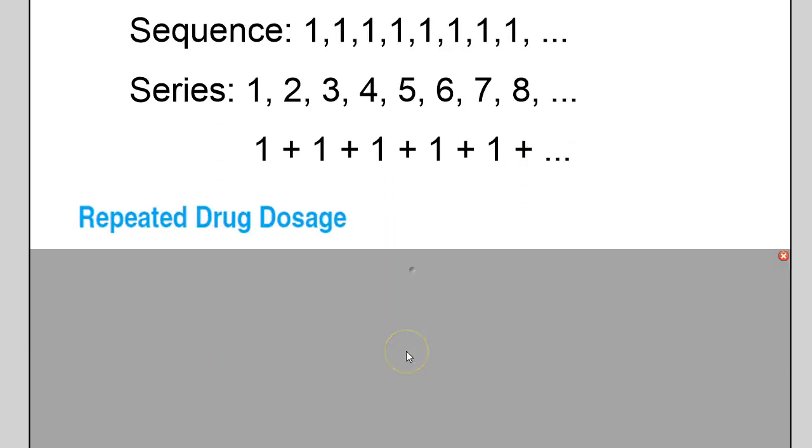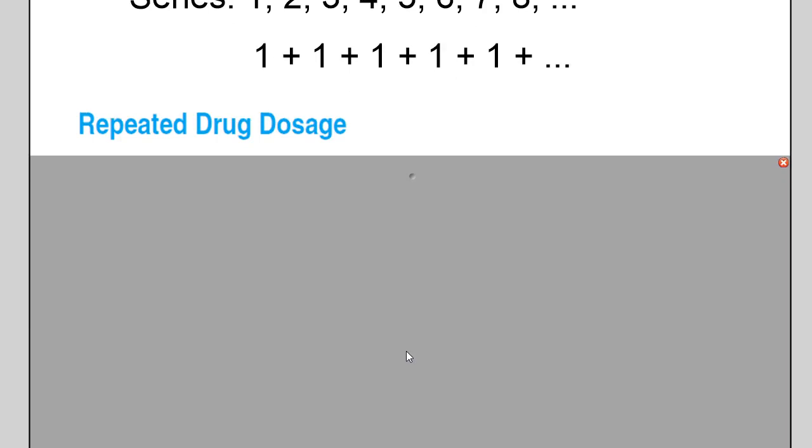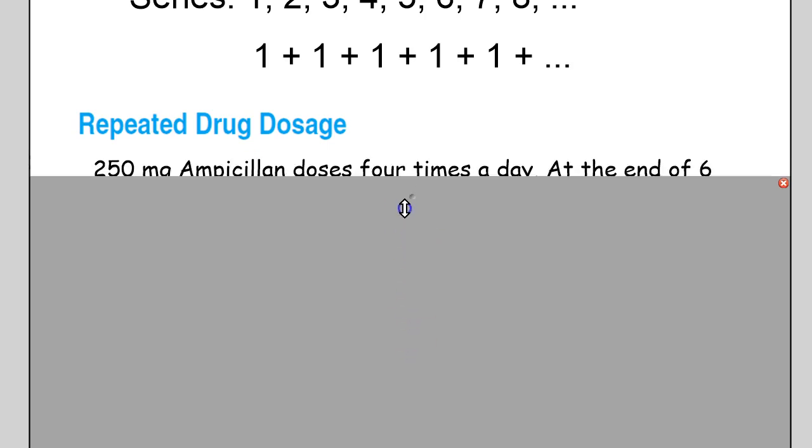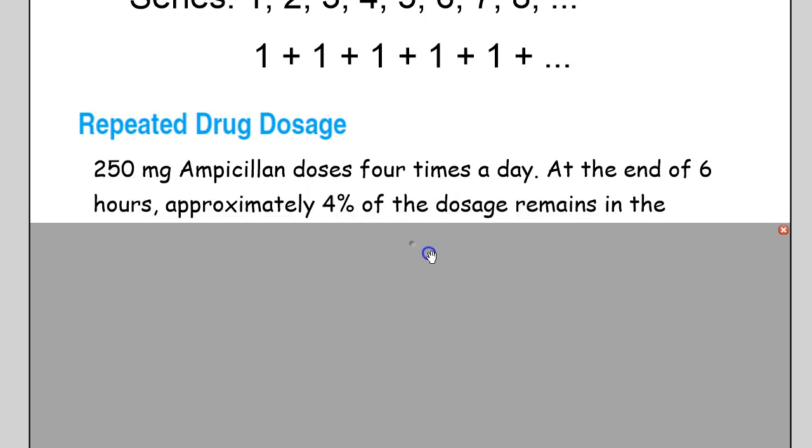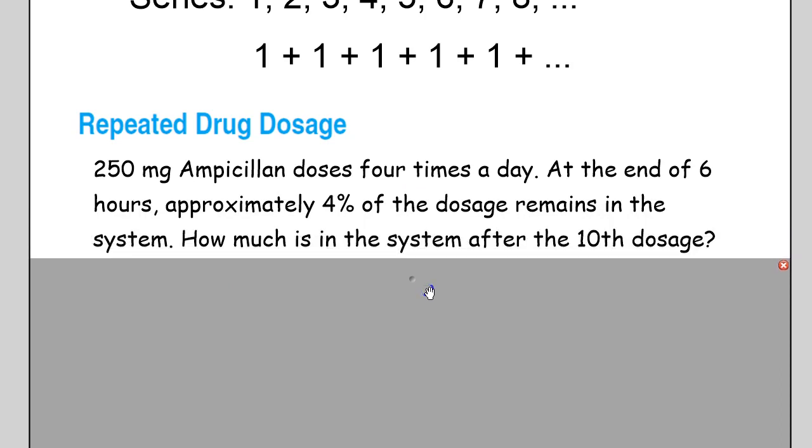Let's use an example that you might be familiar with if you ever go to the hospital and the doctor prescribes some type of antibiotic. If you have an infection, they will tell you to take the antibiotic several times a day until the antibiotic runs out, and the idea is the antibiotic will help eliminate the infection. So here we have, for example, 250 milligram ampicillin doses 4 times a day, which is every 6 hours. And at the end of 6 hours, approximately 4% of the dosage remains in the system. So the question is, how much of the antibiotic is still in the system after the 10th dosage?